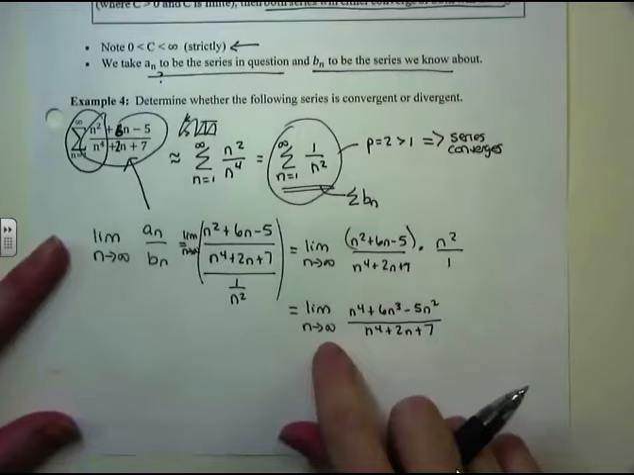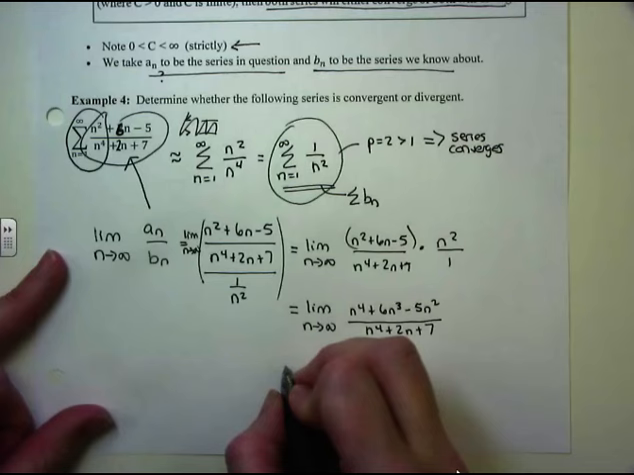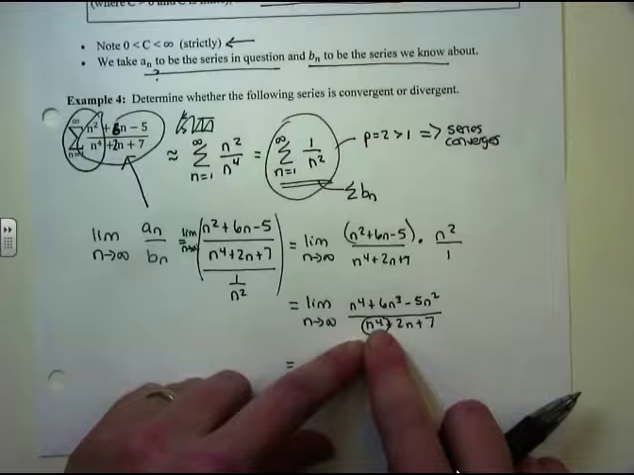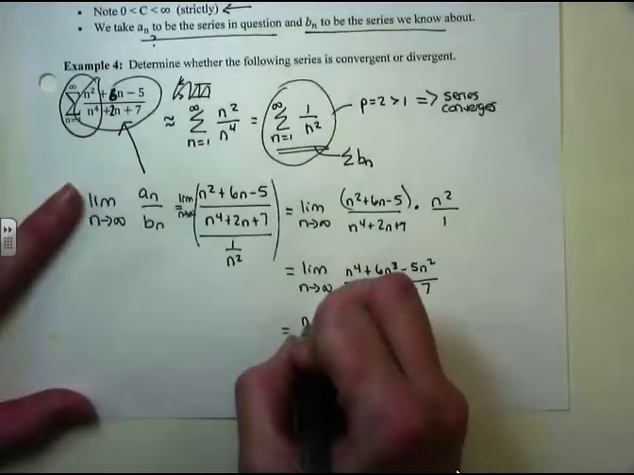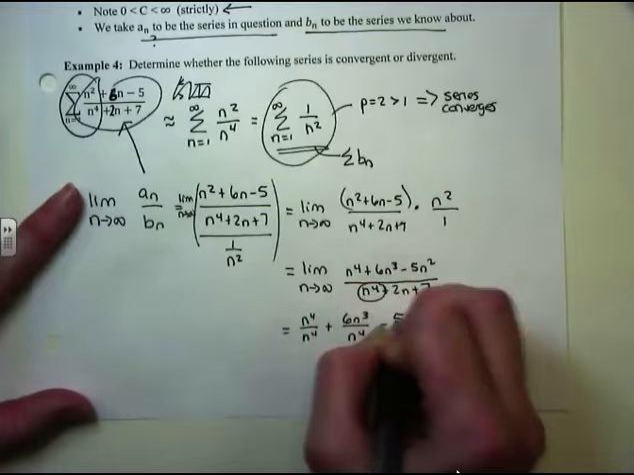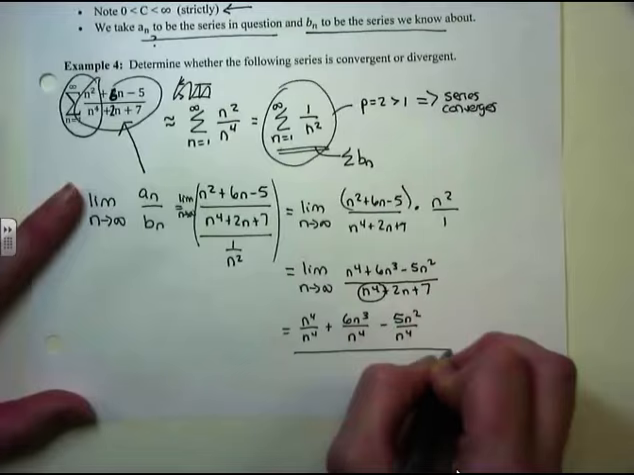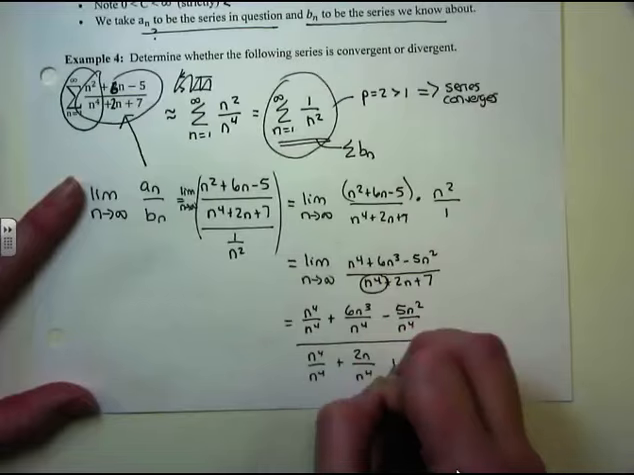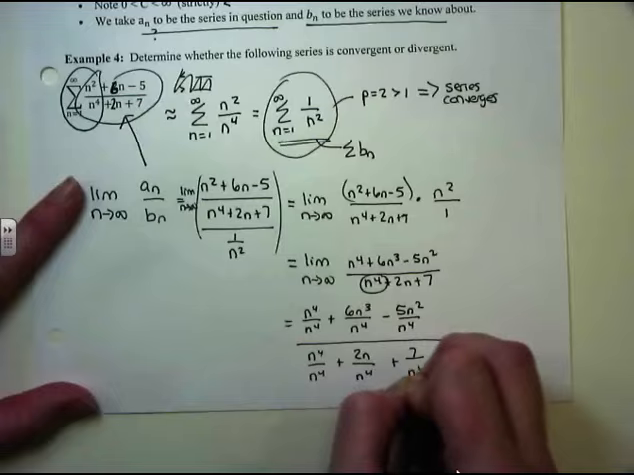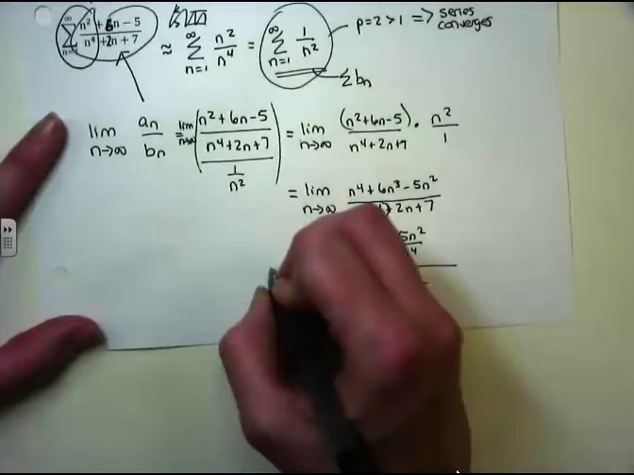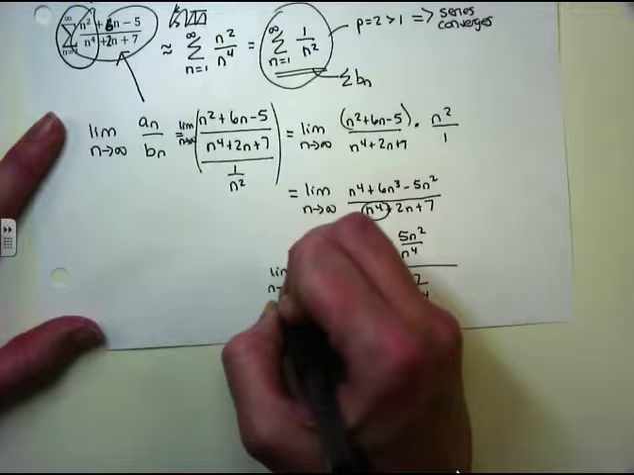Now I'm taking the limit of just a sequence like we did back in 8.1. So again, our trick is that I'm going to take every single term and divide it by n to the fourth. When I do that, I'm going to have n to the fourth over n to the fourth plus 6n cubed over n to the fourth minus 5n squared over n to the fourth, divided by n to the fourth over n to the fourth plus 2n over n to the fourth plus 7 over n to the fourth. Hopefully you've gotten comfortable enough with these that you're not having to write out each of these steps now. You should notice that what I'm looking at when I'm talking about the limit of this, well, here I just have 1.